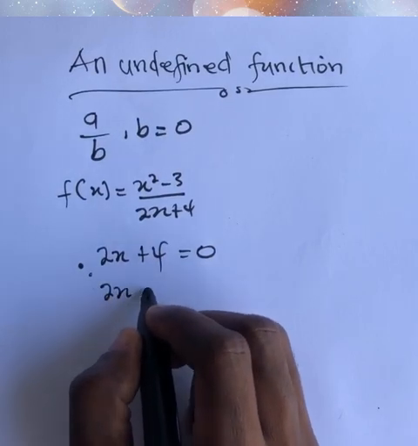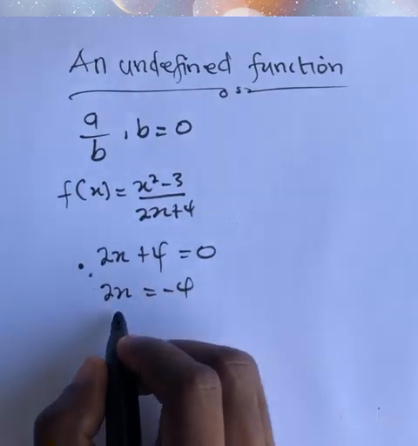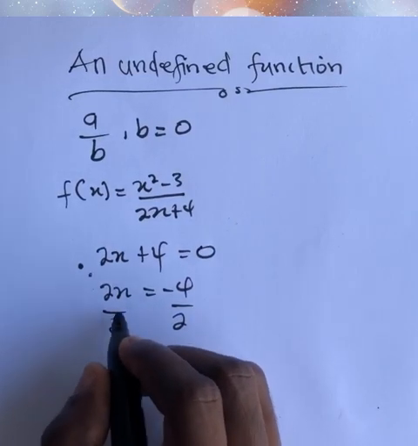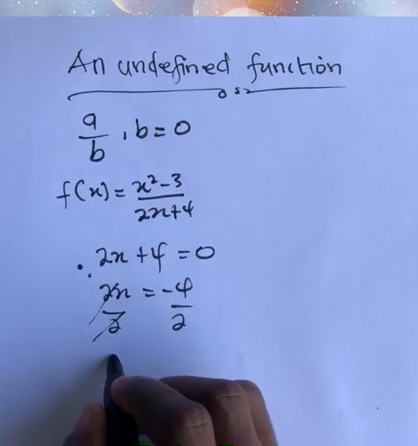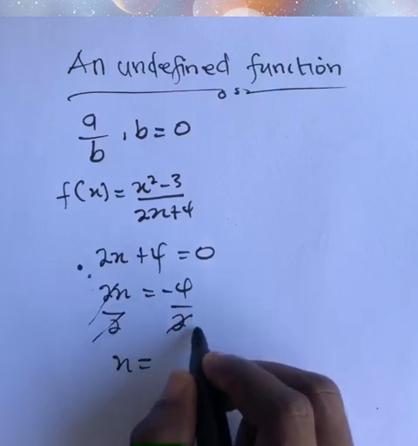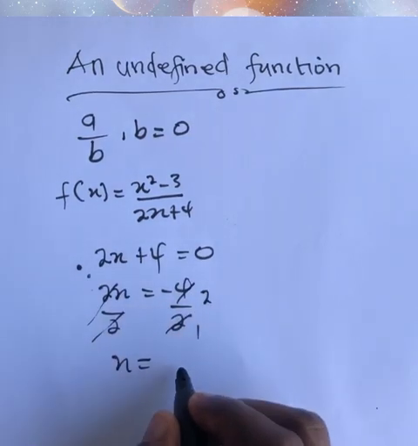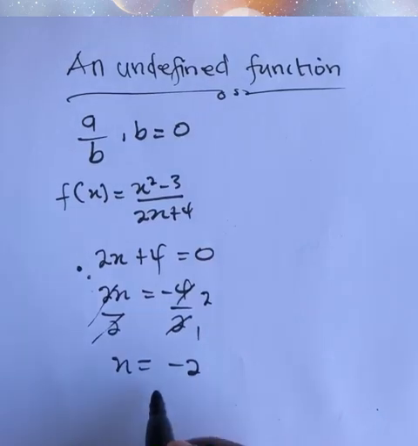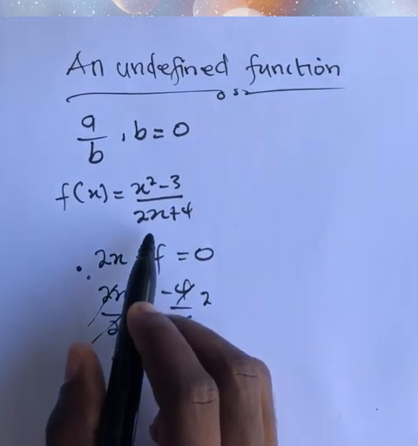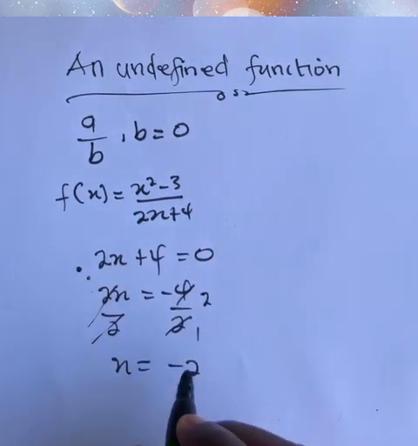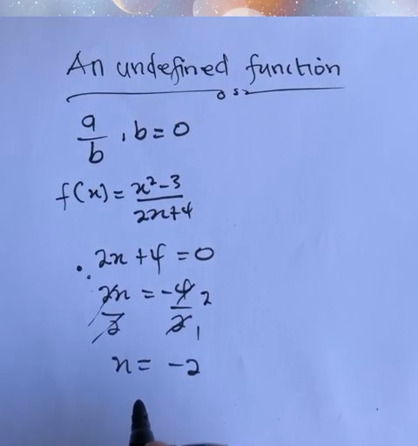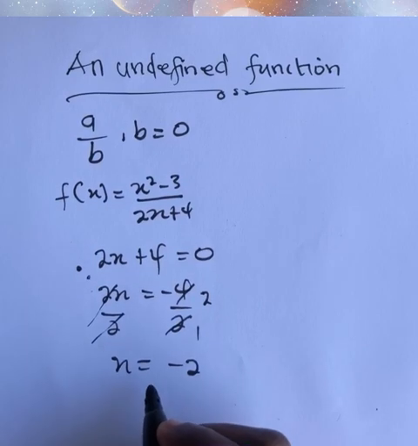So 2x is equal to negative 4. You divide both sides by 2. So what happened here is that these 2 cancel this. I have my x to be, 2 goes here, 1 goes into this 2, negative 2. The meaning of this is that once I substitute this negative 2 into the denominator here, I'll get what? 0. So that's how we solve for something that makes a function become undefined.